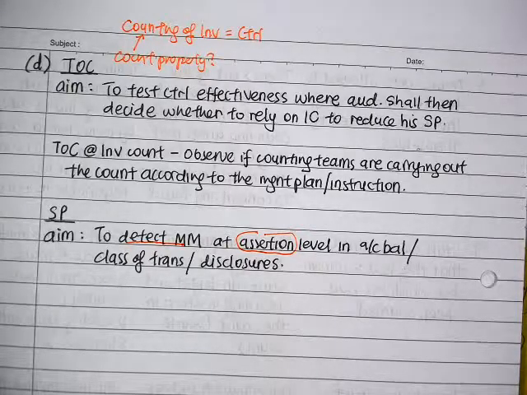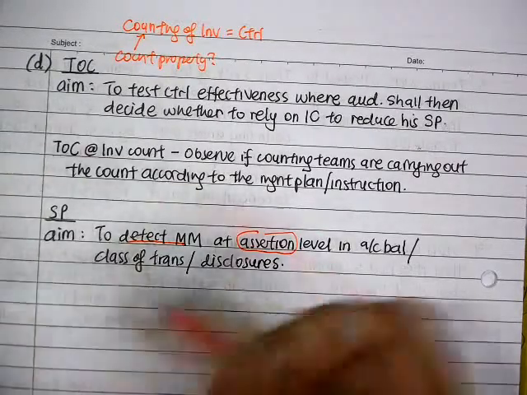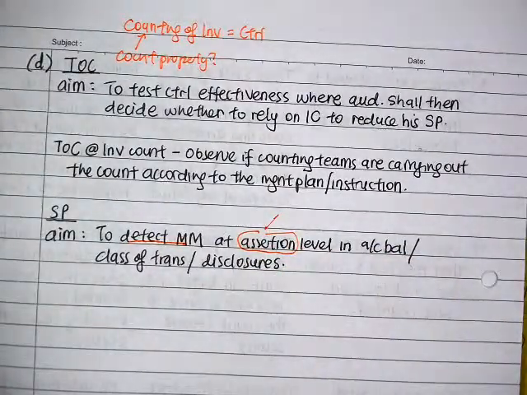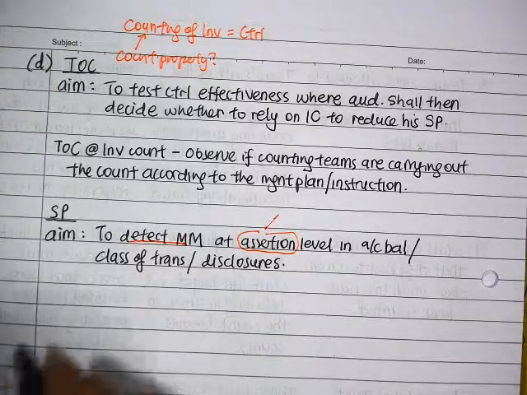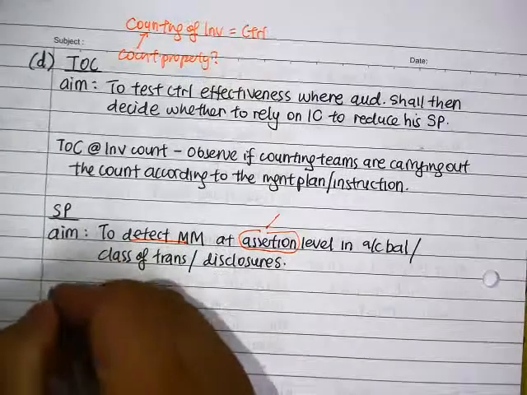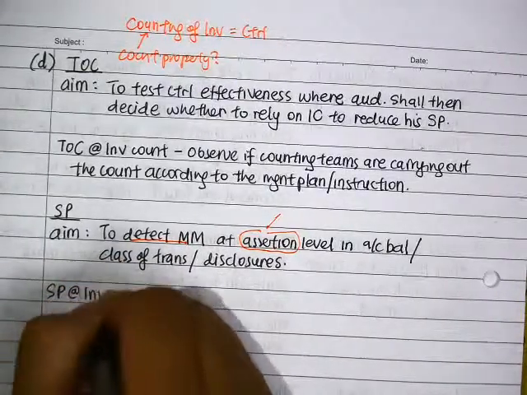because you must tell me in which way that it is misstated. Is it misstated because of accuracy? Is it misstated because of occurrence? Misstated because of valuation? So you cannot just say misstated, but misstated must be in which way. So that's why you must give me assertion. Very important word. Okay, so misstatement and assertion. Follow?